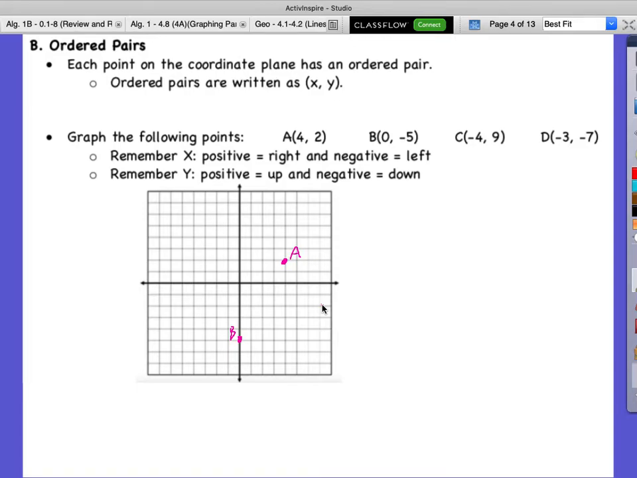Sierra, where do we go for C? What direction do we go? Very good. Left. 1, 2, 3, 4. And where do we go for the 9?